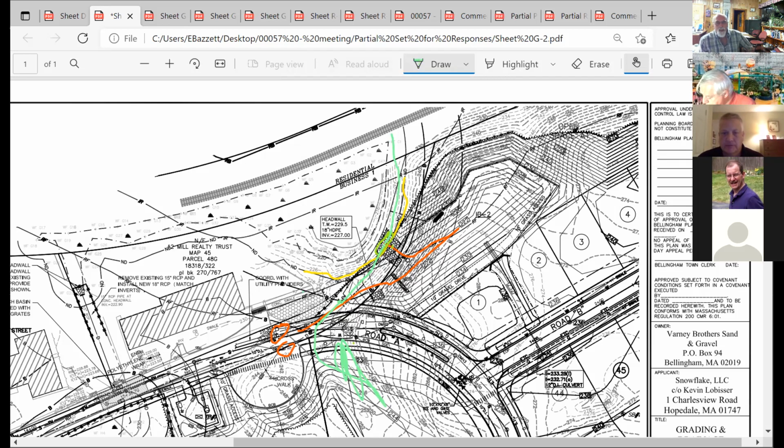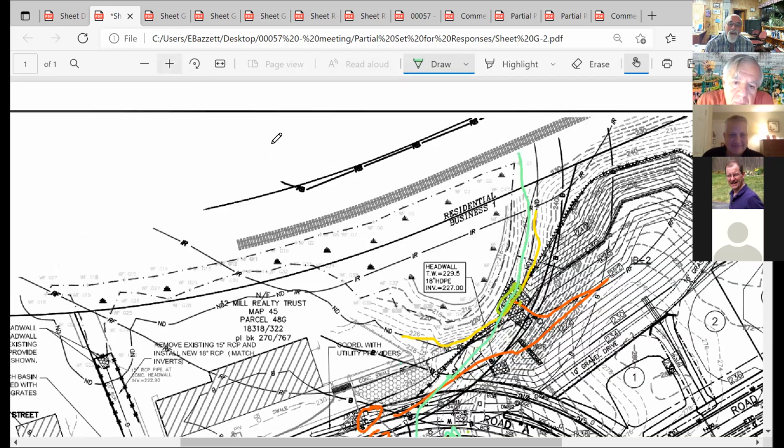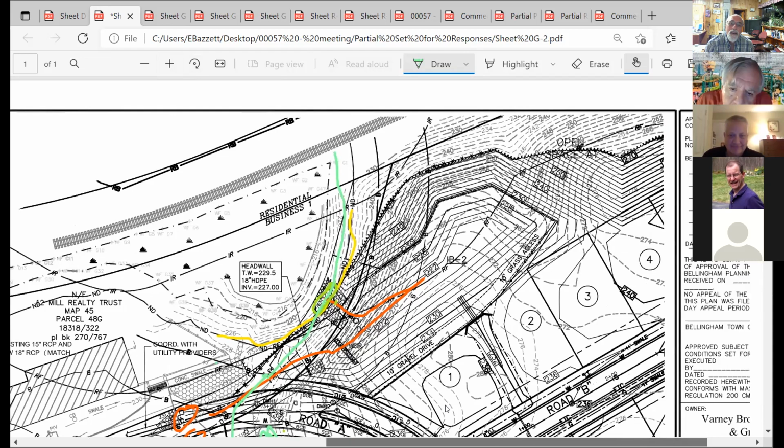Okay. Just one more favor. I keep reaching for my mouse to enlarge that. It's not working. If you could just enlarge that a little bit for me. Okay.